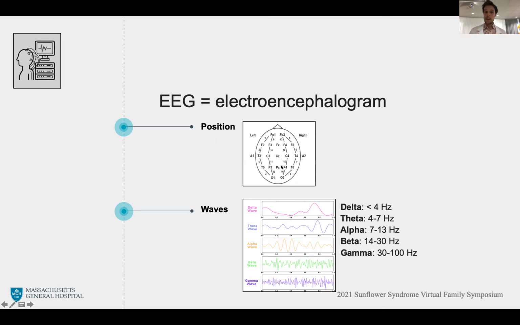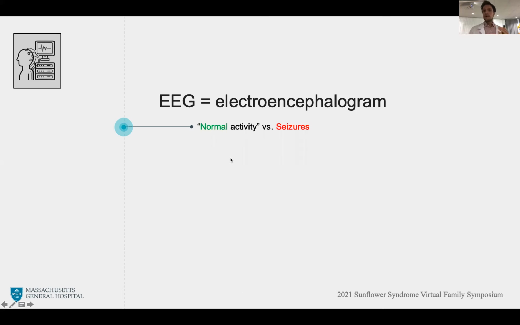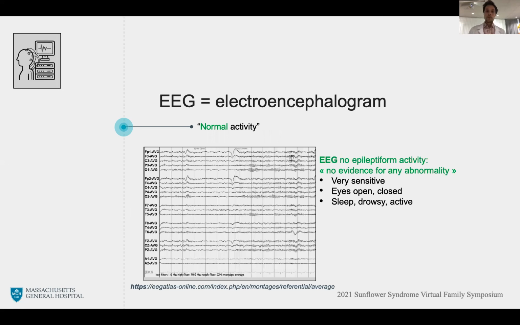But what I wanted to highlight: if we have these different regions on the skull and we want to see this brain activity, when do you say it's normal activity, or when do you talk about seizures? Here you have an example of the normal activity. You even see when the eyes are open and eyes are closed. We don't like the term normal activity. We actually say there's no evidence for any abnormal activity.